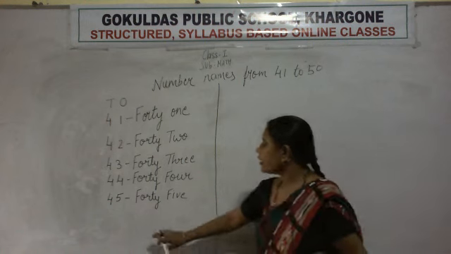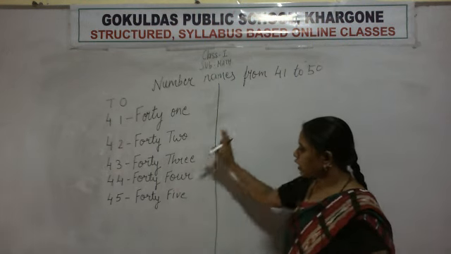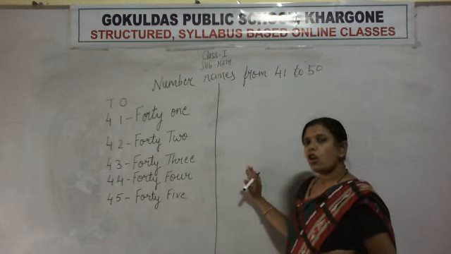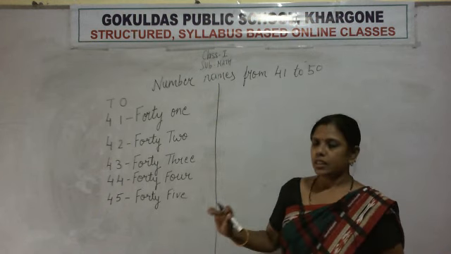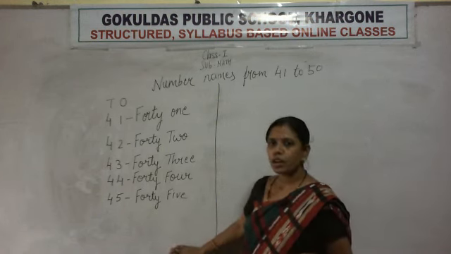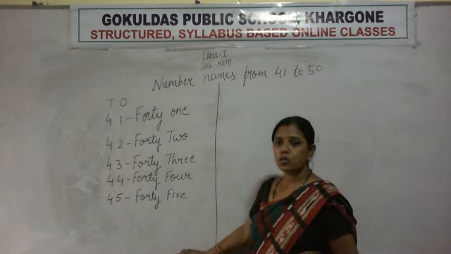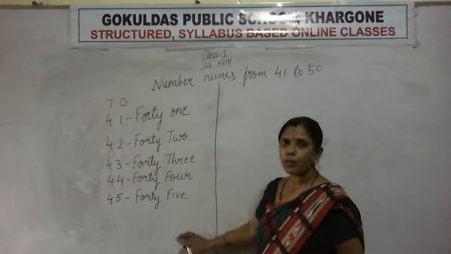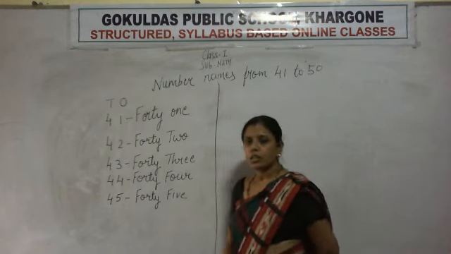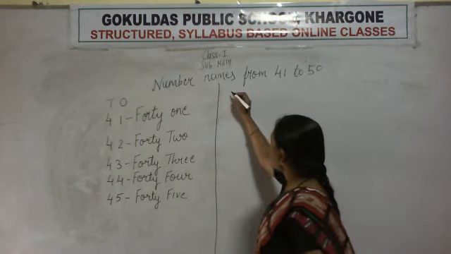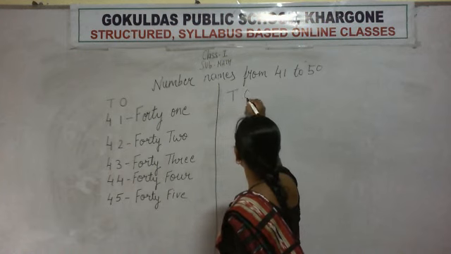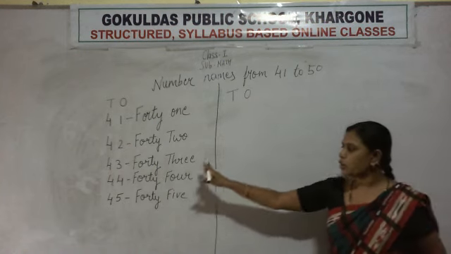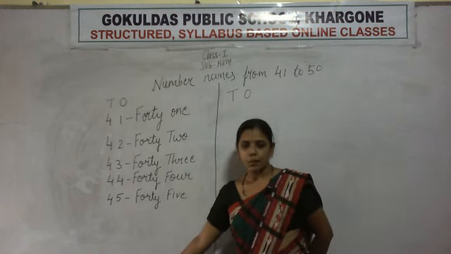Now after 45 I am writing this side because I don't have space here, but you don't take a new page. All of you have the space just below this, so you continue from the same page. If there is space in your copy, continue from the same page. I am writing again T for tens and O for ones, but you don't write it again, because you are continuing from the same page.